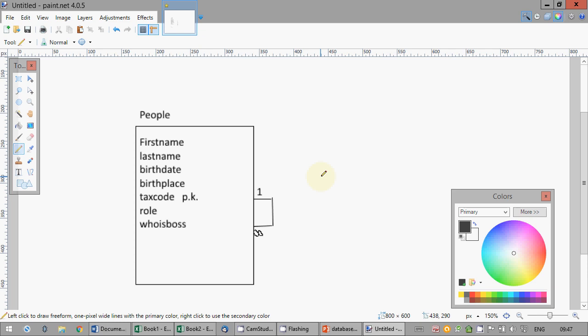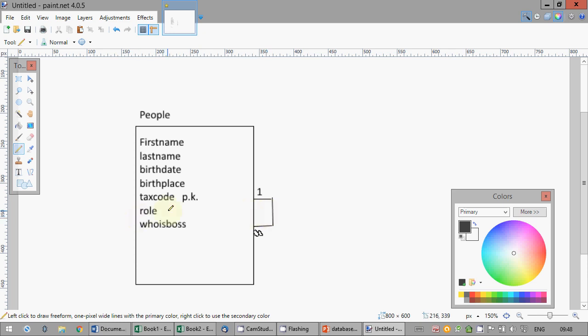Okay, so for example, president has tax code CLT PLA. If you are a director, so your boss is the president, you will write in who is your boss the tax code of the president. So here in who is your boss, you will have the tax code of the person who is directly above you. And the database is over. A database with one table and one relation inside the same table.